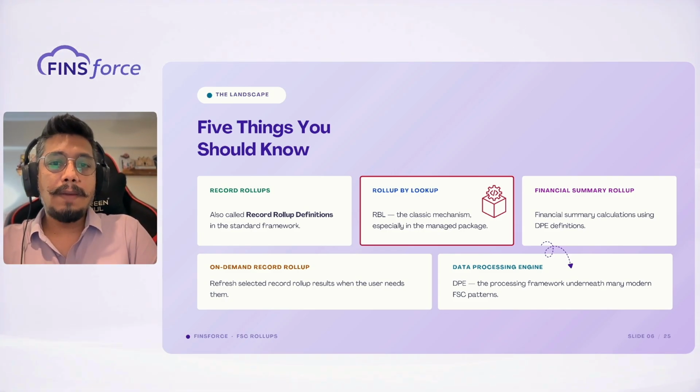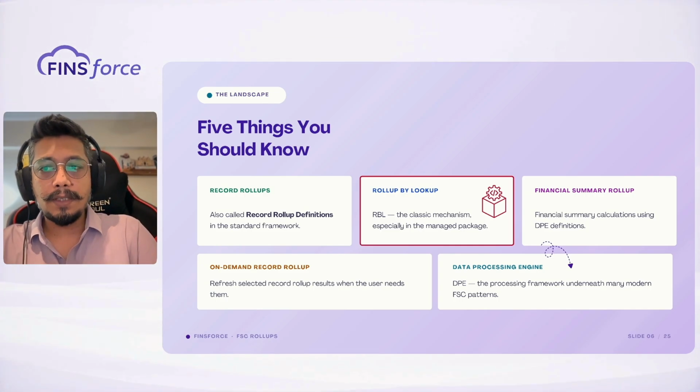Now what is on-demand rollup? When a data processing engine runs, it runs at a scheduled time. But let's say a business person wants to see real-time information, whether it is record rollup or financial summary rollup. So in FSC there is an option to enable rollup on an on-demand basis, so that the user can click a button and it will roll up immediately for that individual user. And all these rollups are done using the data processing engine.